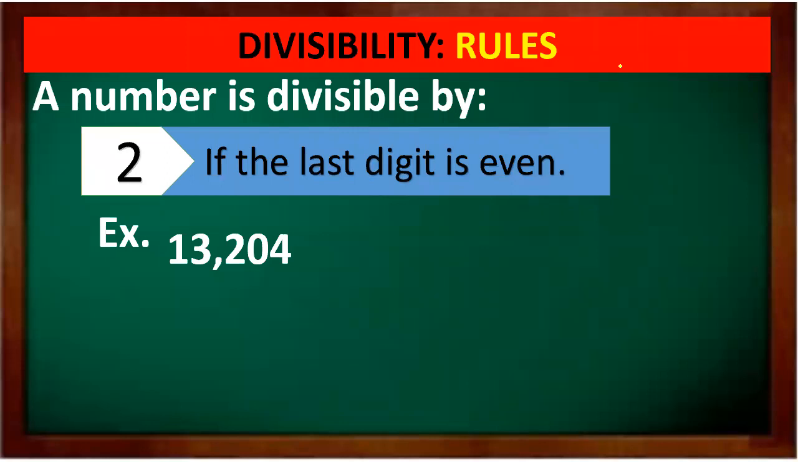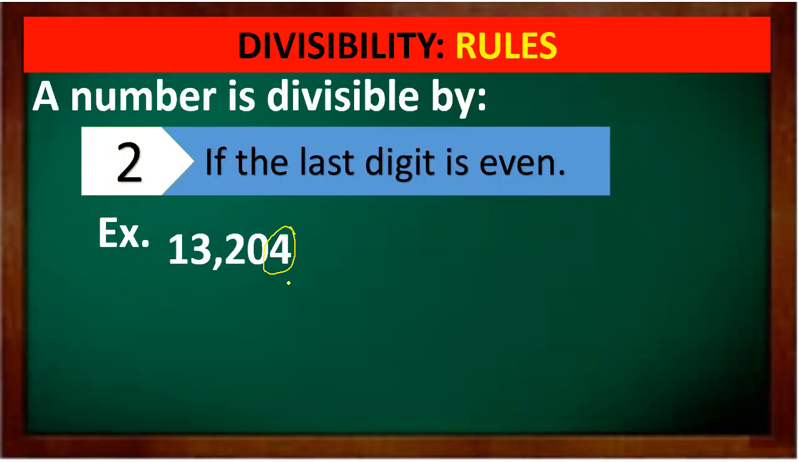So, divisibility rules. A number is divisible by 2. Ito yung first rule natin. Divisible daw by 2 if the last digit is even number. Okay? So, take into consideration, meron tayong example dito, 13,204. What is the last digit of 13,204? It is 4. Diba? Is 4 an even number? Yes.